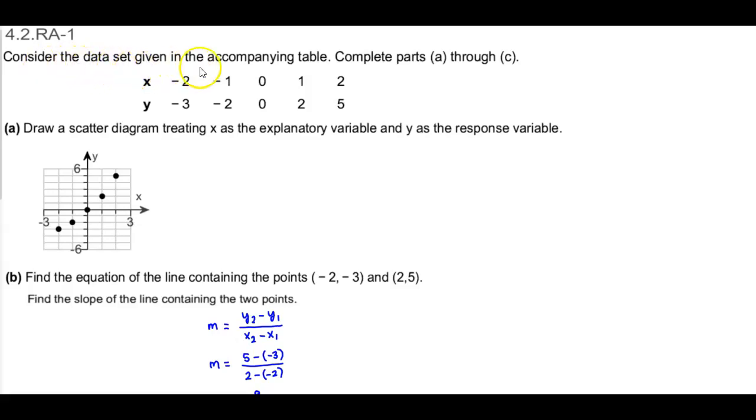Consider the data set given in the accompanying table. We want to complete parts A through C. For the values of x, we have -2, -1, 0, 1, and 2. For the values of y, we have -3, -2, 0, 2, and 5. In part A, we're going to draw a scatter diagram treating x as the explanatory variable and y as the response variable.